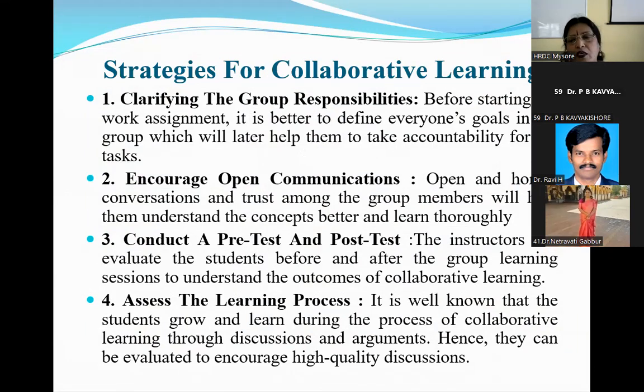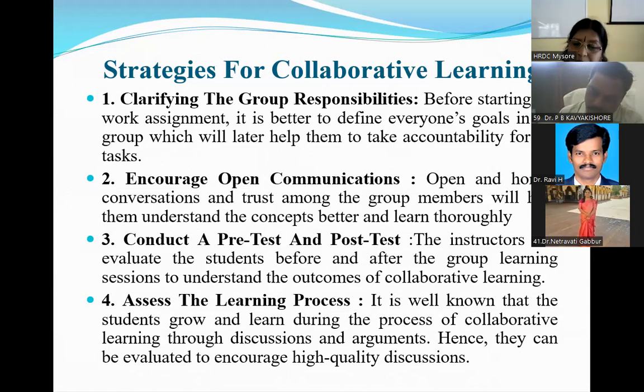So everyone learning everything is not the aim of this method. Each person is assigned a different work so that they learn that completely, and more learning happens when they come and put together. Encourage open communication. Open and honest conversations and trust among the group members will help them understand the concepts better and learn thoroughly. So it is the work of the teacher to bring about this coordination among the members of the group. She or he should ensure that trust is developed among the members, so there should be open and honest conversation among the group members.